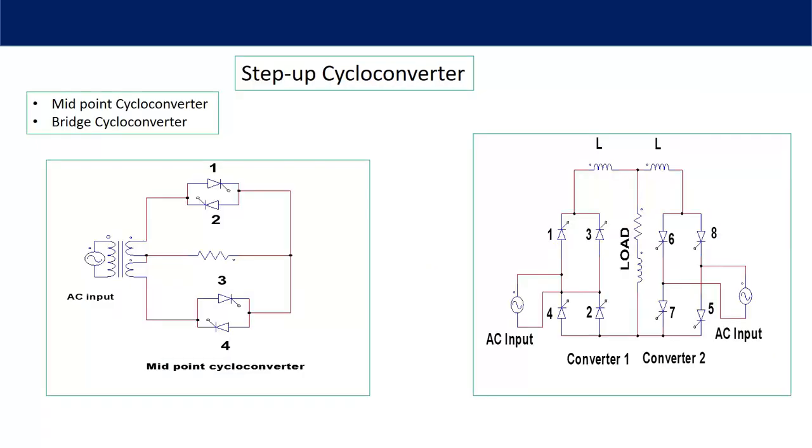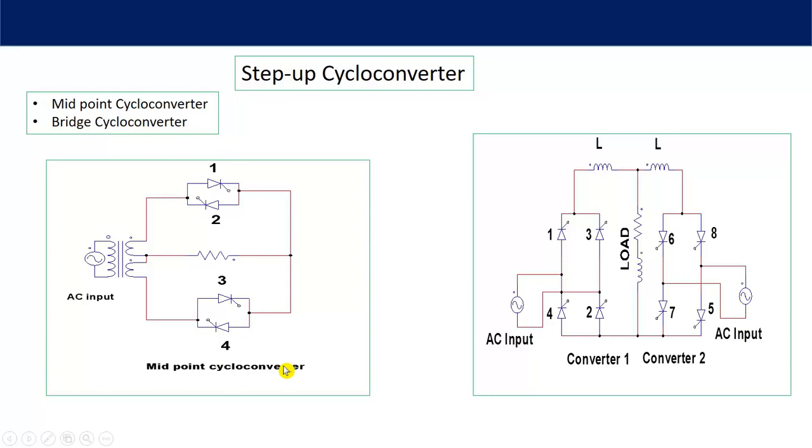Let's discuss about step up cycloconverter. The working principle of step down and step up cycloconverter are similar. Once you understand this step up cycloconverter, you can develop step down cycloconverter also. So there are two basic types, midpoint type and bridge type cycloconverter. This one is your midpoint type cycloconverter and this is your bridge type cycloconverter. Let's discuss this one first.